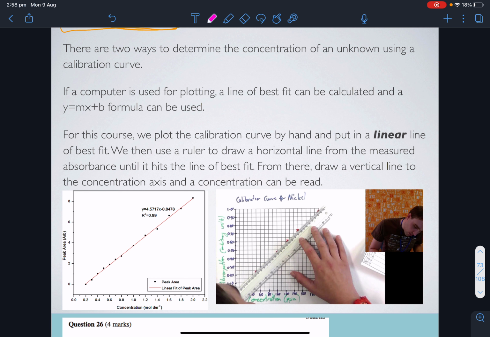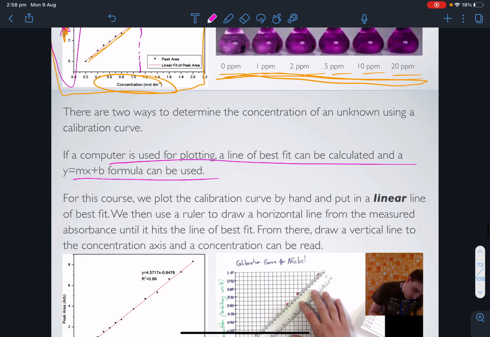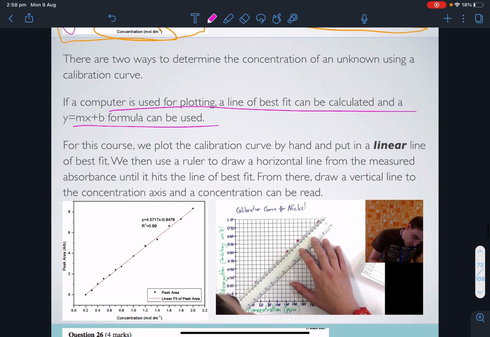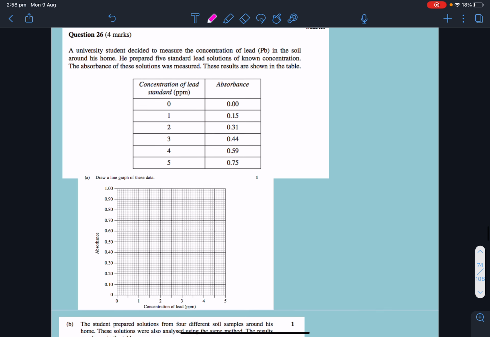That's what I talk about here. So there's 2 common ways, but in an exam, you'll be doing it by drawing a graph and dotting across and down. You can form a y equals mx plus b in a spreadsheet and do your calculations a bit more precisely, but you won't be doing that in an exam, will you? Okay, so let's have a go.